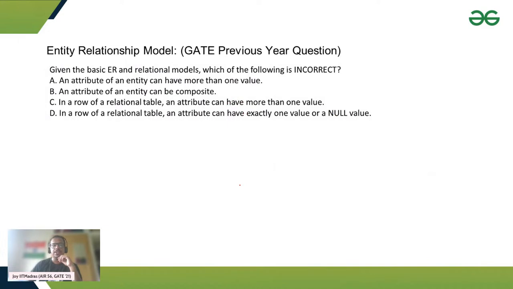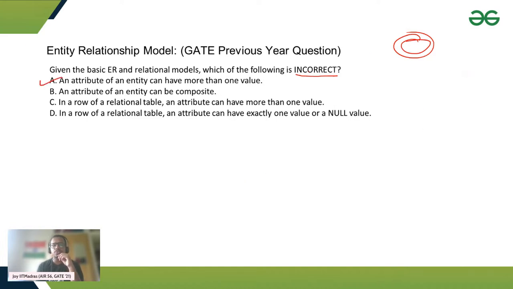Let's move forward with the next question. In the next question, it is telling us to find the incorrect statement. The first statement says that an attribute of an entity can have more than one value. So for the entity relationship diagram, they are asking whether we support multi-valued attributes or not. We do support multi-valued attributes; we have a specific design to represent it.